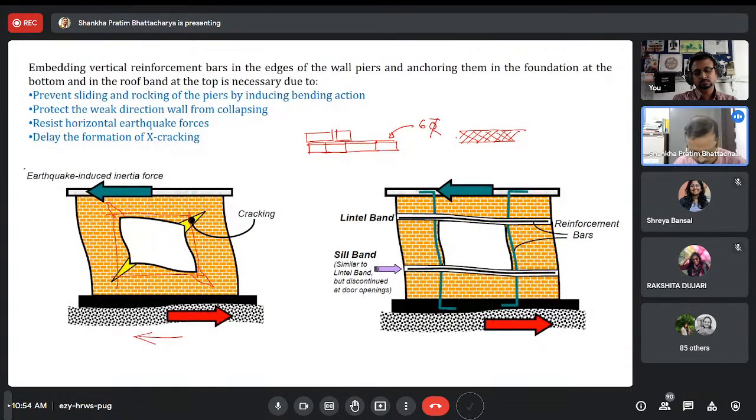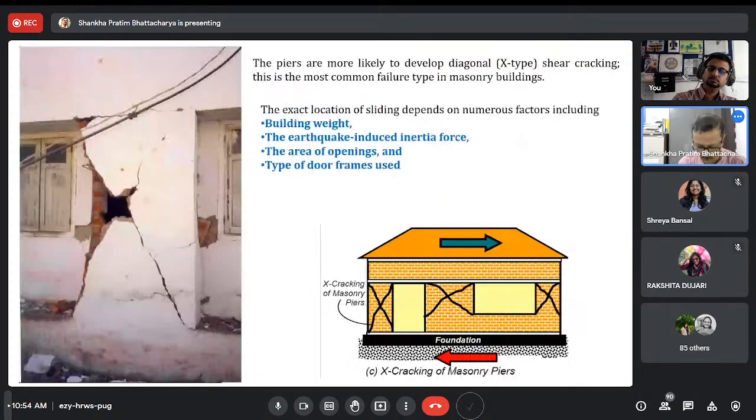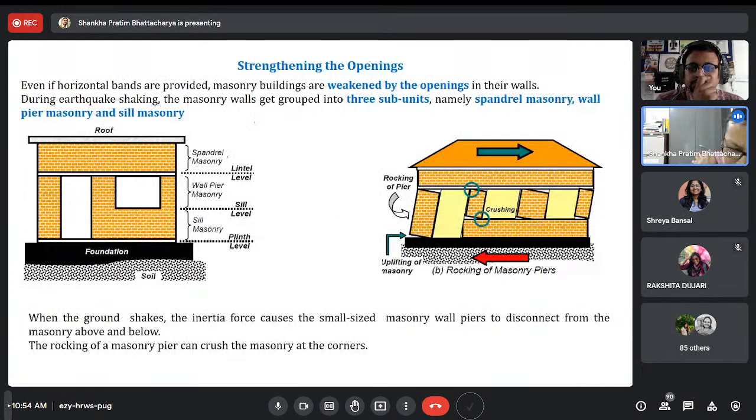I will say another thing here. Out of the spandrel masonry, wall pier and sill, this portion is dangerous. This is very, very dangerous. Why? Suppose there is shaking, a failure, crack development and all, and now the wall masonry wants to fall towards your room, or the sill masonry wants to fall inside the room. Mostly those areas are covered with some furniture.